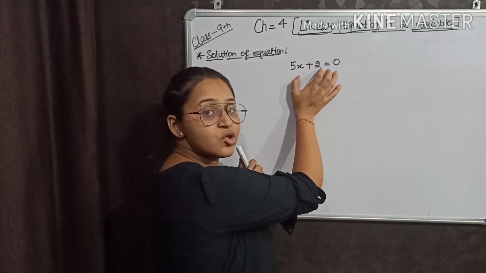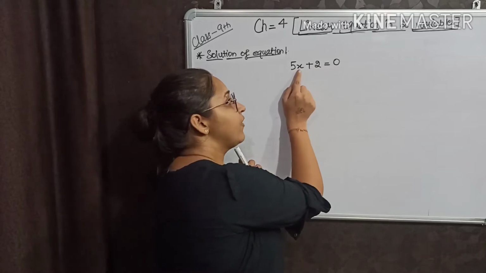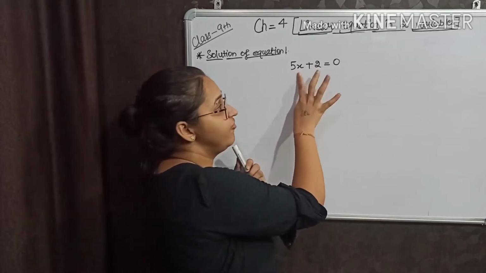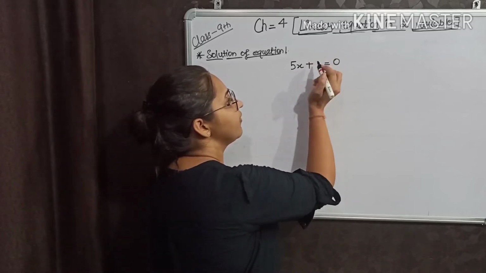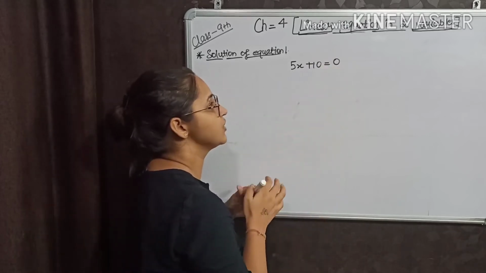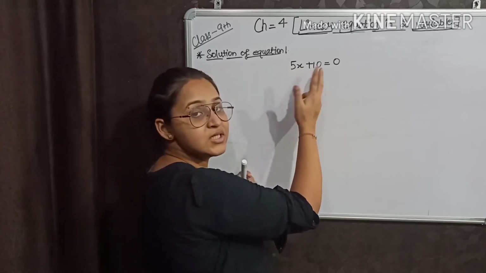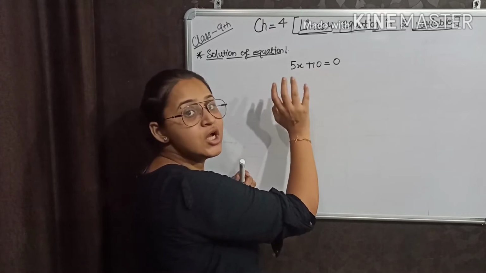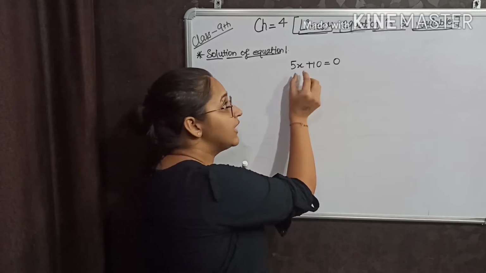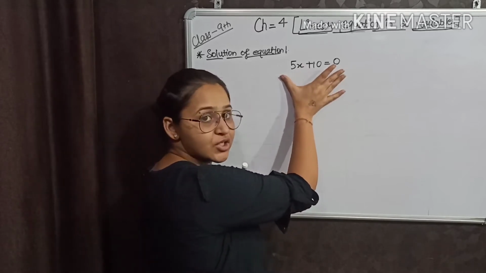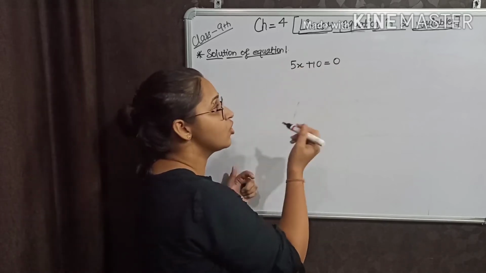Now I have to find the solution of this equation. Finding the solution means I am finding the value of the variable which will satisfy the given equation. For your convenience, I am taking here 5x plus 10 is equal to 0. Now see, I have to find the value of x because 5 and 10 are constants. These quantities will not change. So I will find the value of only the variable x that will satisfy the given equation, and that value of the variable will be the solution of this particular equation. So how can I find?